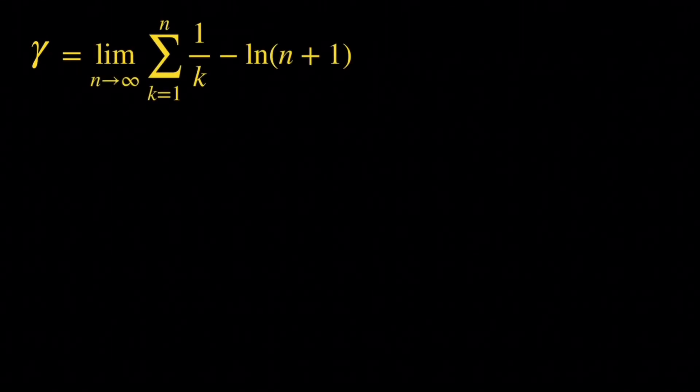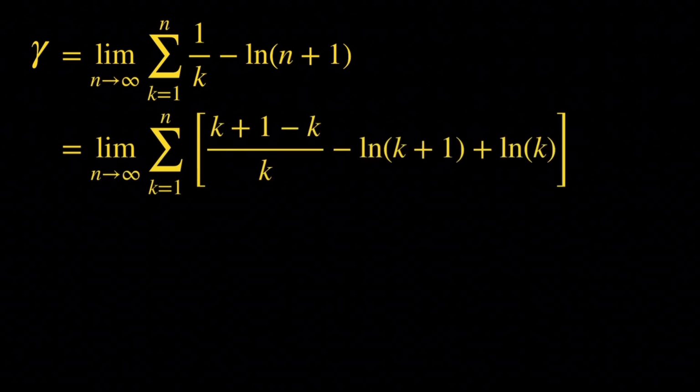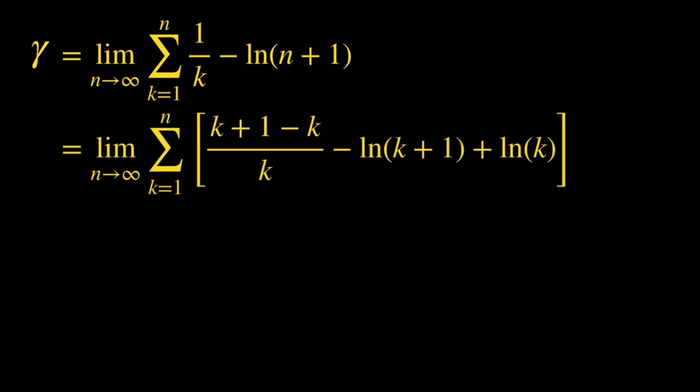So gamma is given as the limit of a_n, and a_n is simply the sum as k goes from 1 to n of 1 over k minus natural log of n plus 1. Now we want to look at natural log of n plus 1 as a telescoping sum. So we want to look at it as the sum as k goes from 1 to n of negative natural log of k plus 1 plus log of k. Okay.